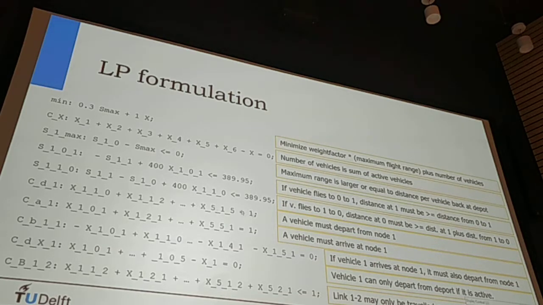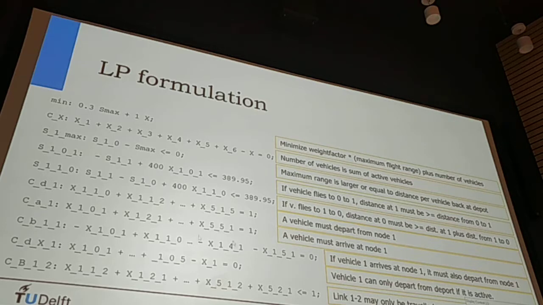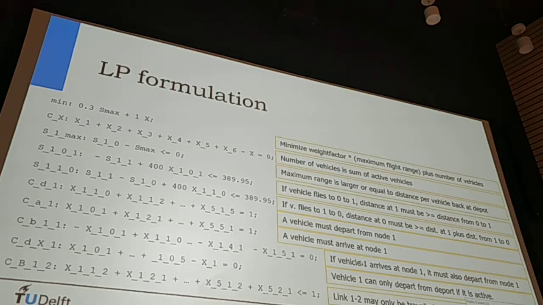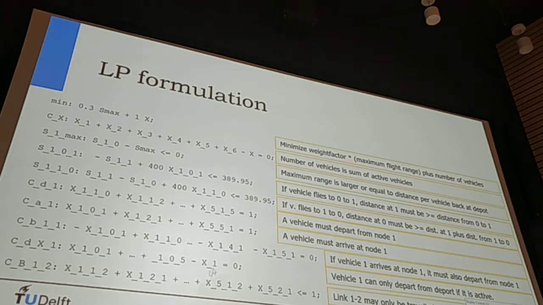Well, this basically says that a vehicle has to depart from a certain node. It says it has to arrive at a certain node. This one is actually redundant, because we already have this constraint, which says that if a certain vehicle arrives at a depot, it must also leave the depot. And this one says vehicle 1 can only leave the depot if it's active. If x1 is equal to 1, then only one of the other variables can be 1. And if it's 0, then they all have to be 0.